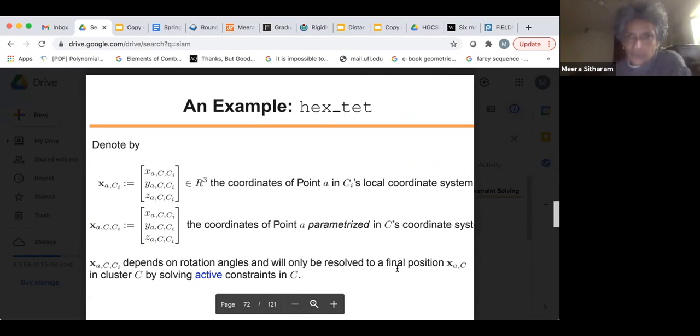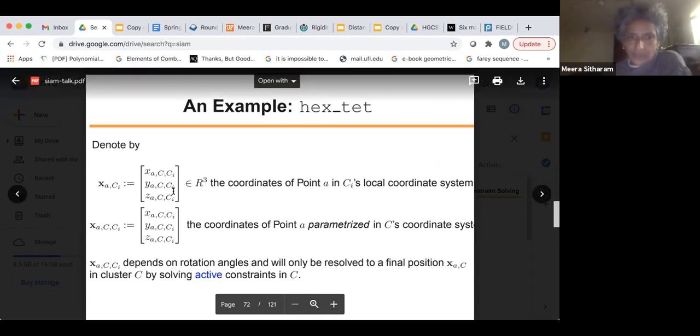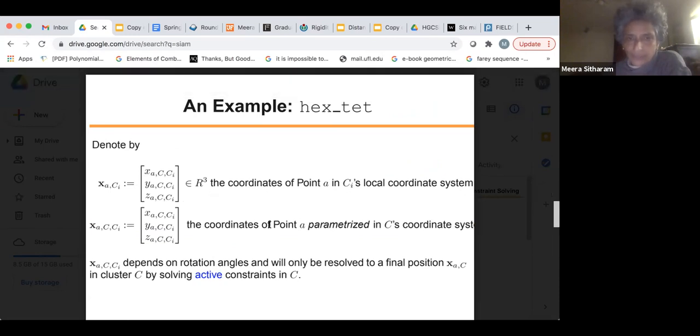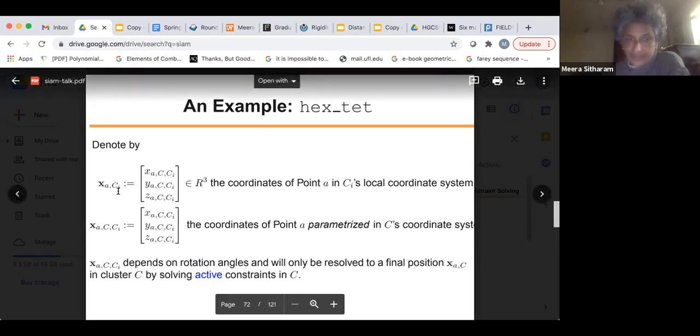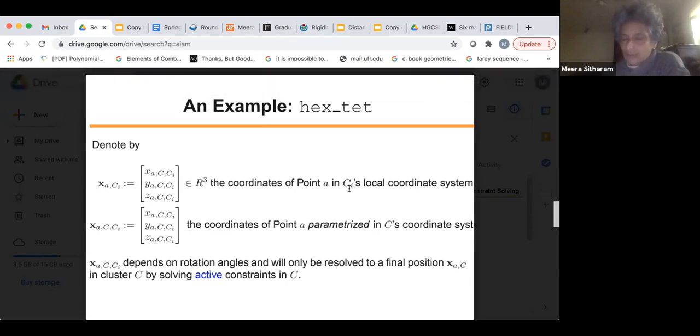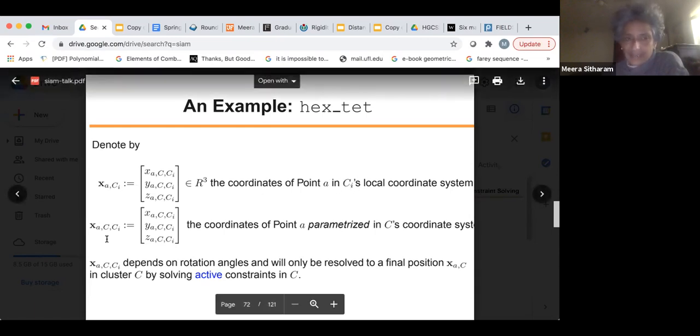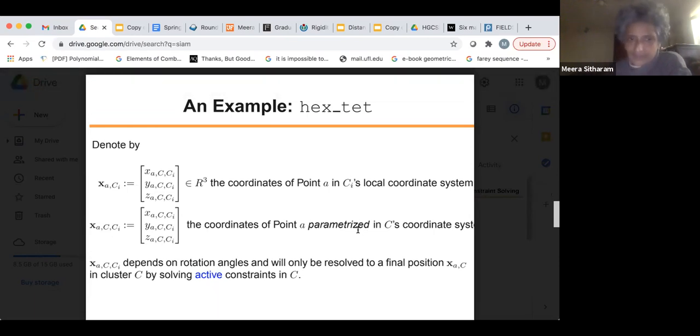So now you want to realize or find the solutions. What you do is, of course, these are in R3, the coordinates of the points, and then the coordinates of point A are parameterized in C's coordinates. So C is the parent. Remember, the Ci are the children. So when you think of X_A^Ci, we're thinking of the point's coordinates within its own cluster, or within its own subgraph. And when I say this, I mean that it's parameterized in the parent's coordinate system.